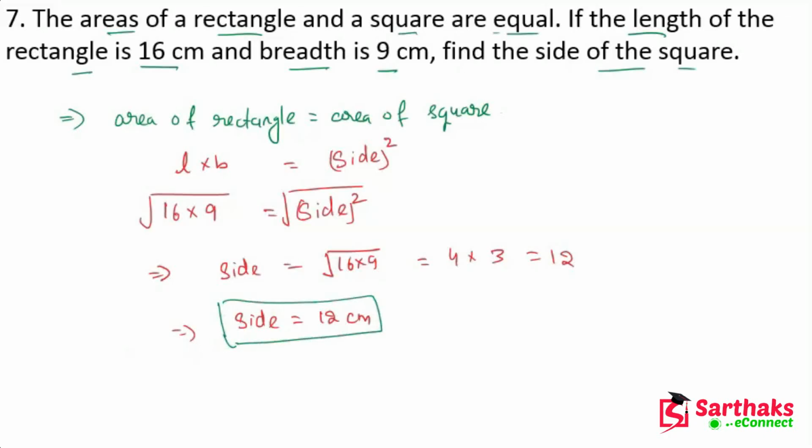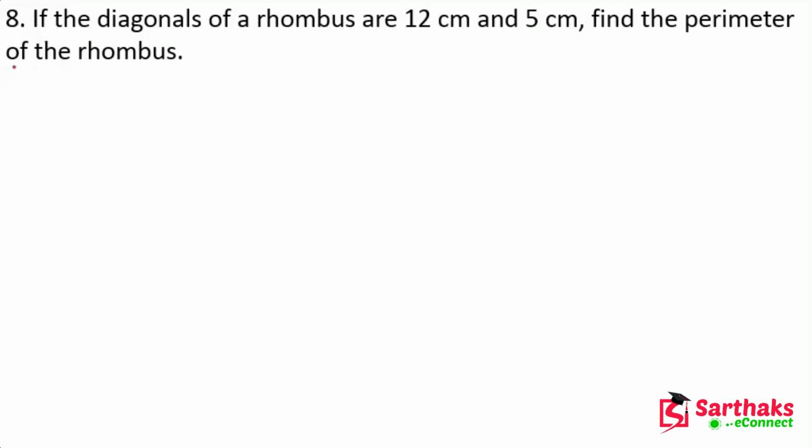Understand, my dear friends? Now the next problem. Here you can see that the diagonals of a rhombus are 12 centimeter and 5 centimeter. Now we have to find the perimeter of the rhombus. So here we have D1 is 12 centimeter and D2 is 5 centimeter.